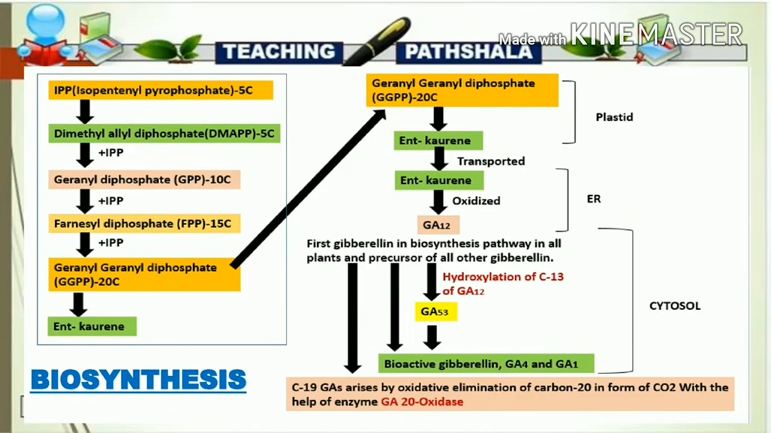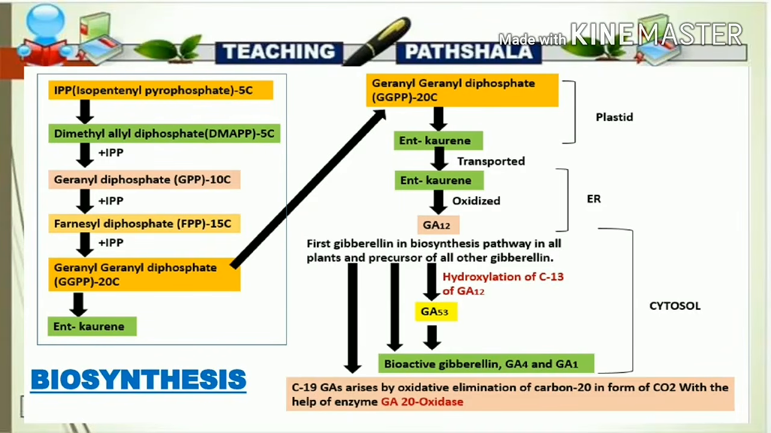You have to remember that farnesyl diphosphate has 15 carbons, because sometimes in CSIR NET they ask which compound has 15 carbons, or they give you a name such as geranyl diphosphate and then ask how many carbons are present in this structure. So you should remember that.